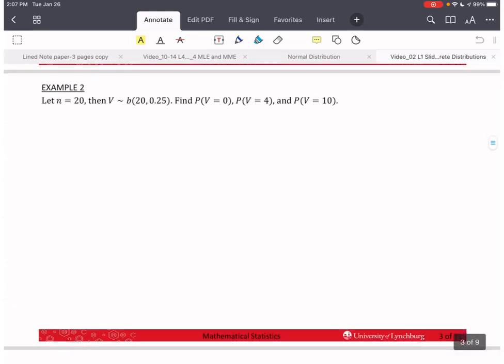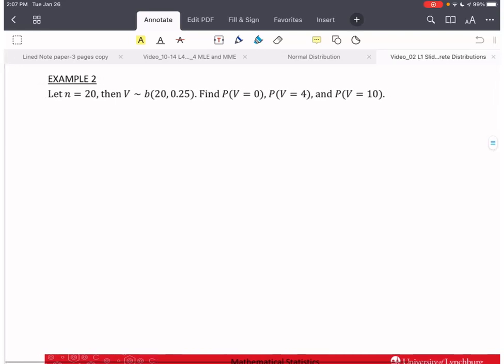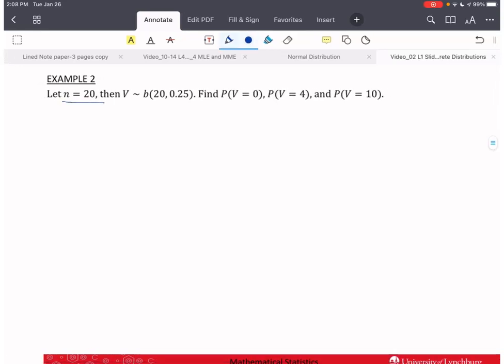All right, so we said last time that we need at least 10 in order to meet the criteria for the guidelines. Now we have the same problem, but we're increasing n to 20, and we're going to call V the sum of these 20 random variables. So n is 20 and p is still 0.25. We have that four-sided die, and we want to find the probability that V is 0, 4, and 10.